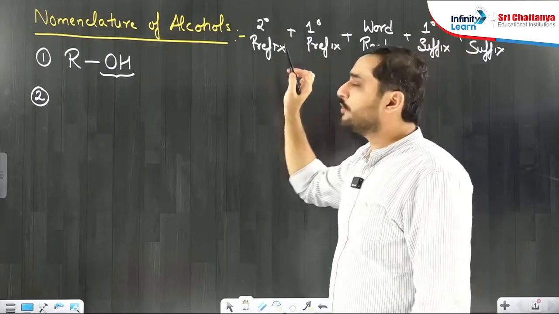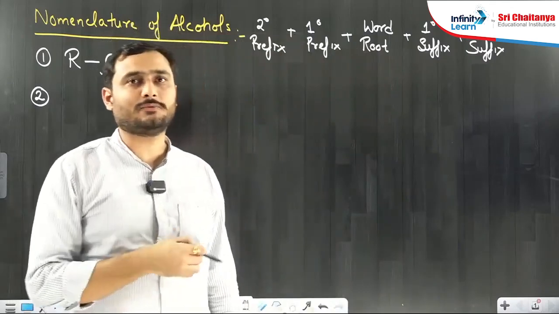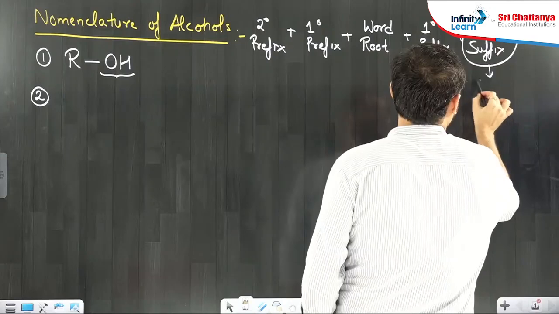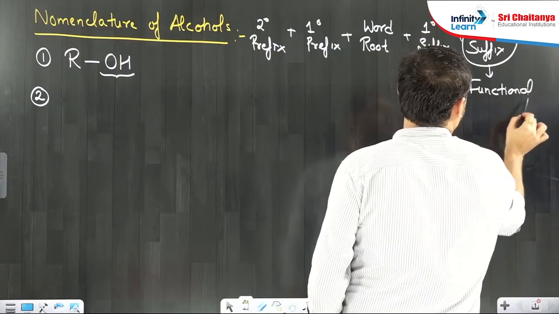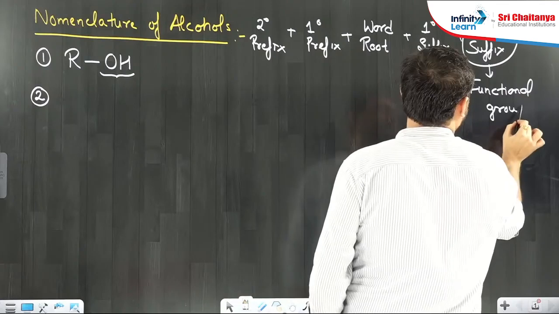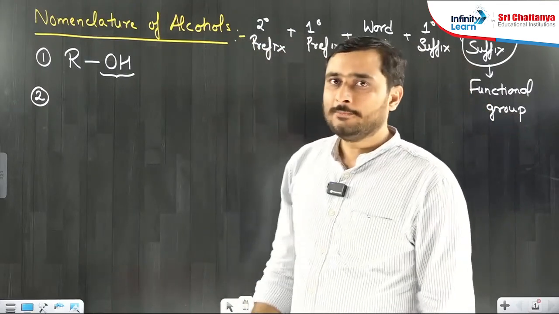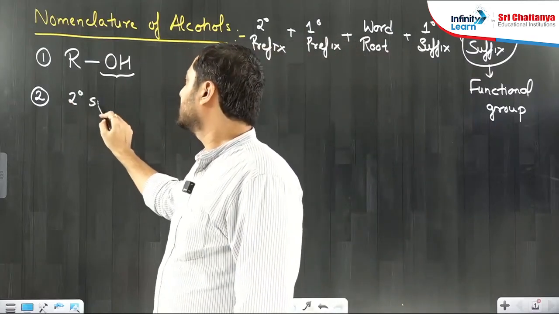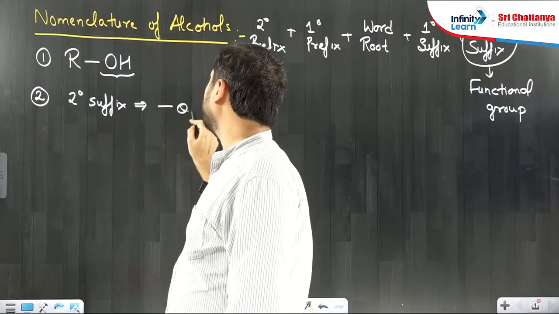Okay. Now for functional group, which suffix is used? Secondary suffix is used for functional group. This secondary suffix will tell about the functional group. Now for different functional groups, different suffixes will be used. So let us start with this secondary suffix for alcohol. So secondary suffix used in alcohol is ol, O-L.